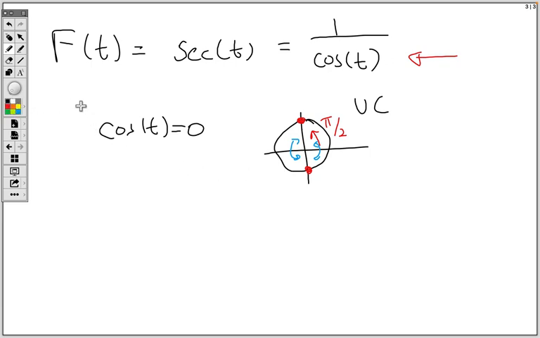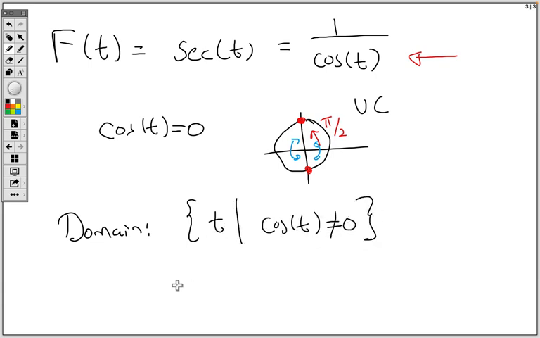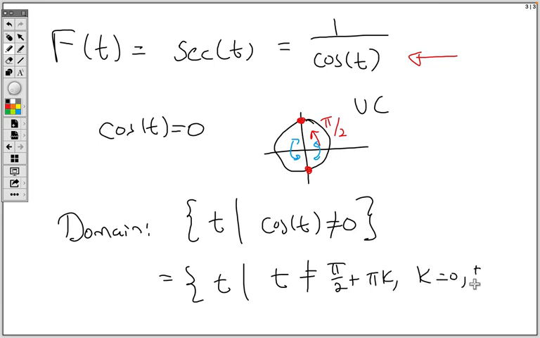So already we're going to get something new than what we had before when we graph sine and cosine, as we've got domain issues here. The domain is going to be the set of all t, such that the cosine of t is not 0, which is going to be the set of all t, so that t is not pi over 2 plus pi k, where k is an integer.